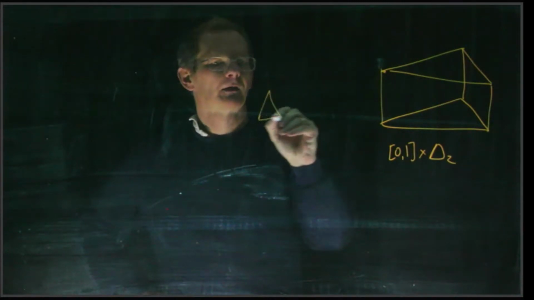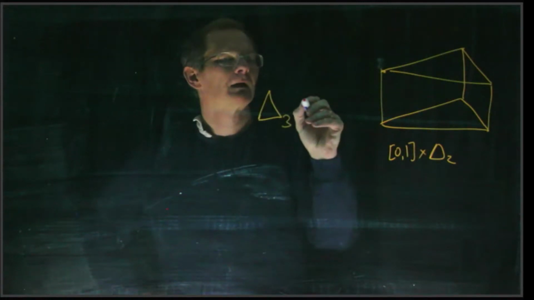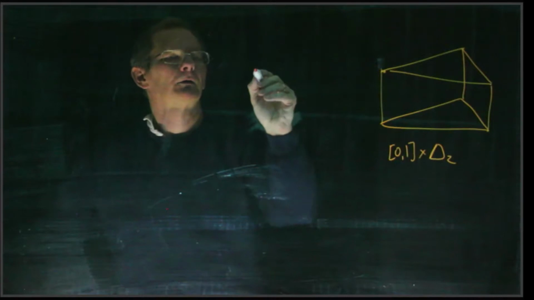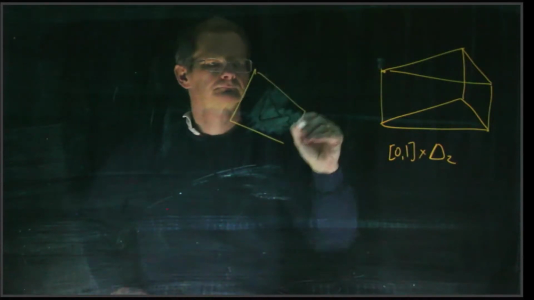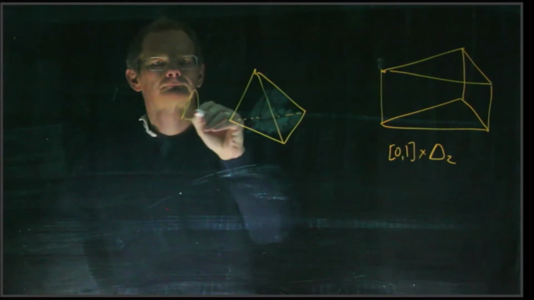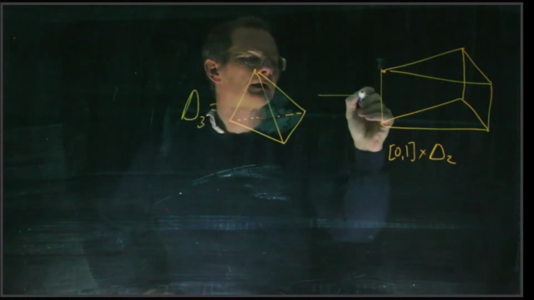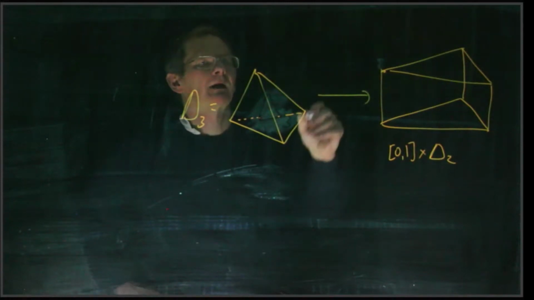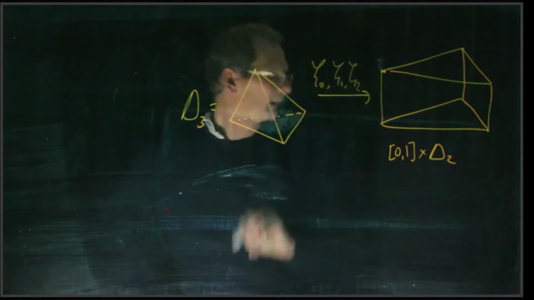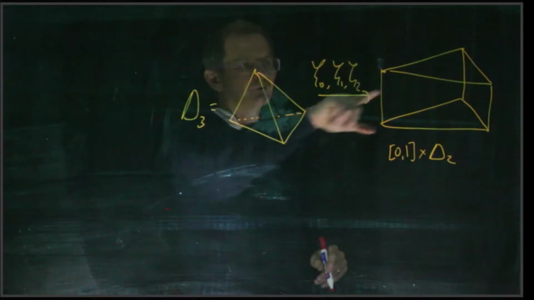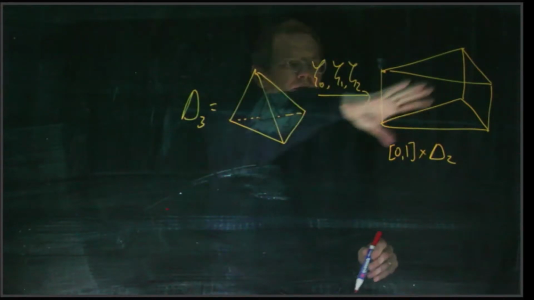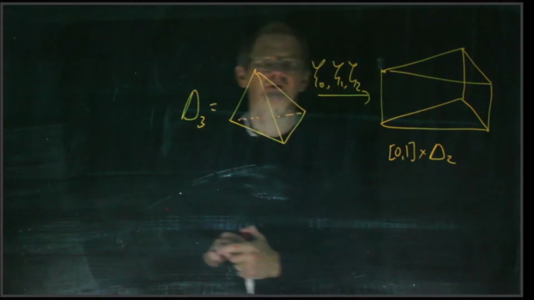Okay, so the tetrahedron is Δ3. Let's just draw it here. And we're going to have some maps here. They're going to be called ζ0, ζ1, ζ2. These are going to be 3 maps from the tetrahedron to this prism, and they're going to just divide the prism up into 3 tetrahedra.